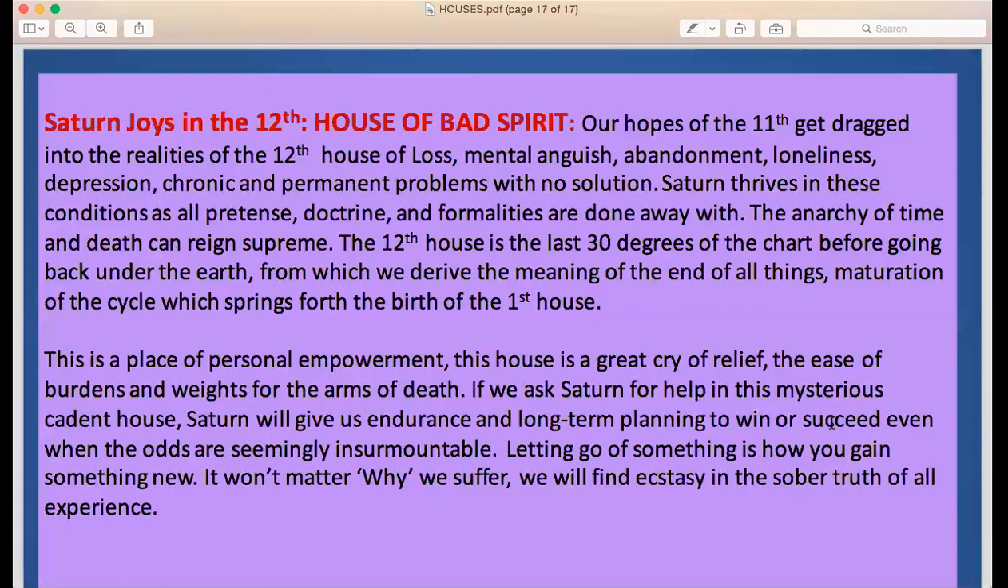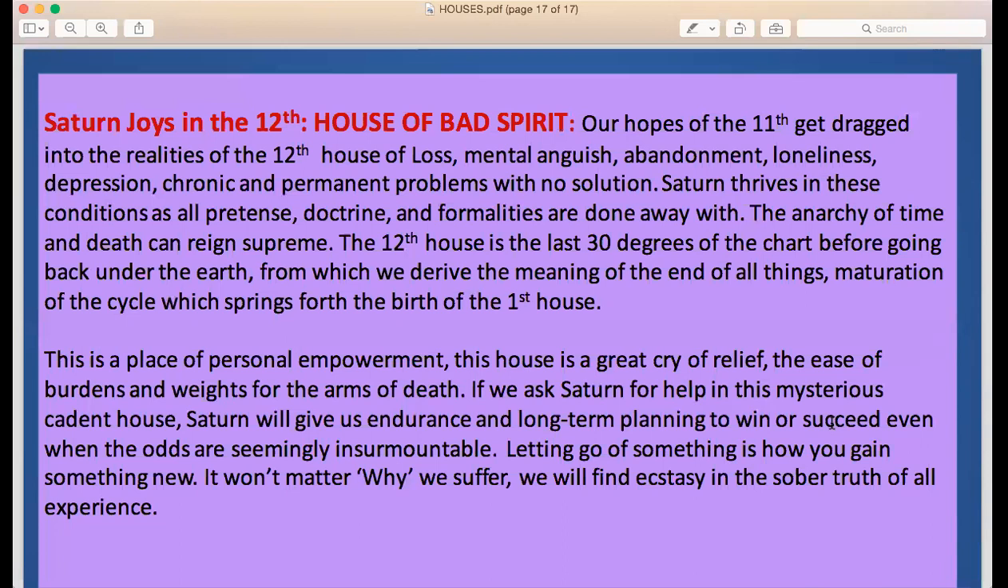Saturn joys in the 12th. So the hopes of the 11th that we just talked about get dragged into the realm of the 12th, house of loss. Let me destroy your hope. Mental anguish, abandonment, loneliness, I'm all alone, depression, chronic and permanent problems with no solution. There's no way out. Saturn loves this because he survives. He's like the cockroach that gets squashed, right?